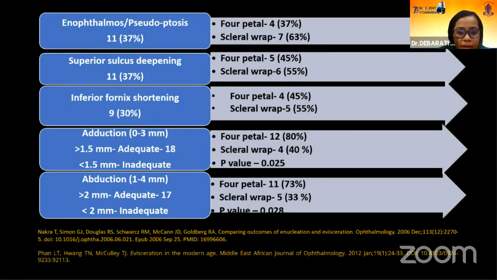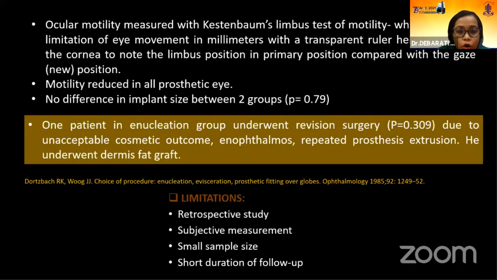The similar study by Nakra and Fen et al. also found the complications rate to be less in evisceration group, but they compared it with the conventional enucleation and evisceration. Also, one patient in enucleation group had to undergo revision surgery because of repeated extrusion of prosthesis. However, there are various limitations because of its retrospective nature, subjective measurement, small sample size, and short duration of follow-up.